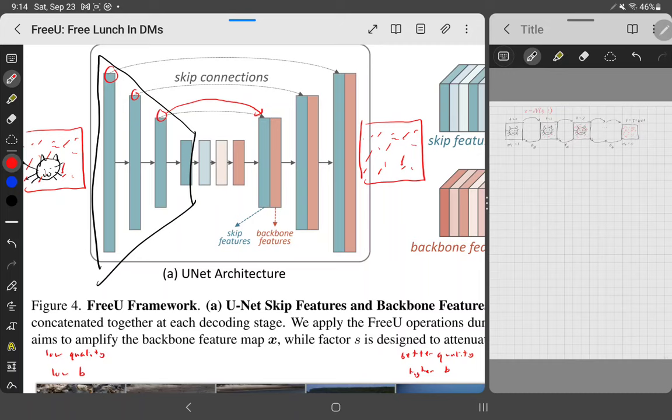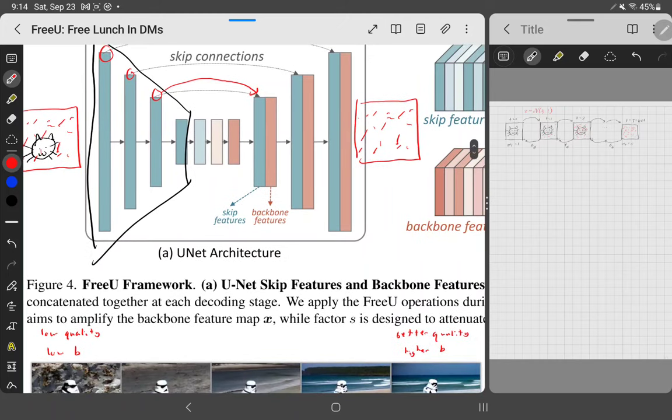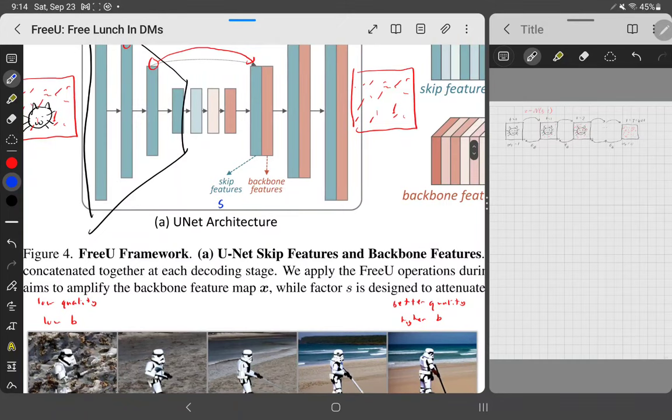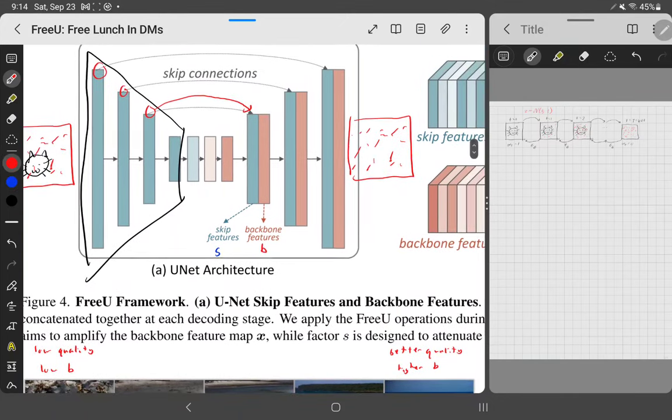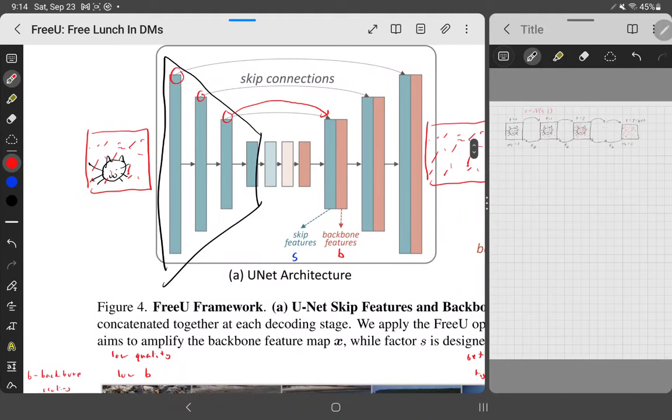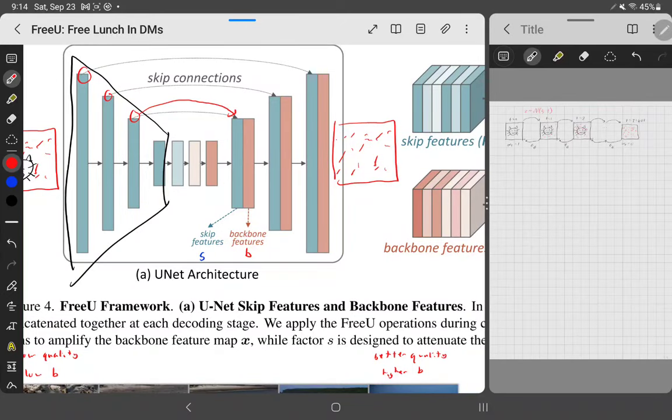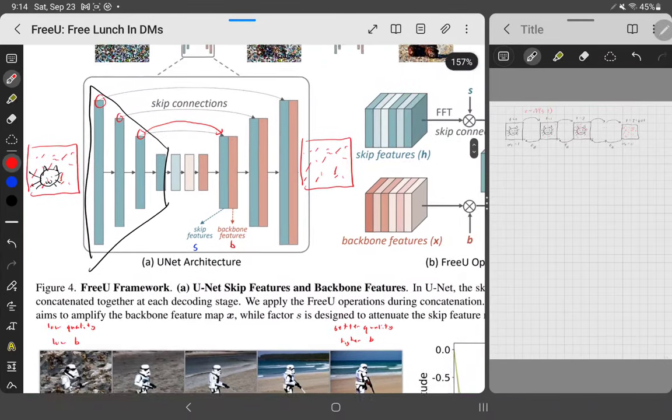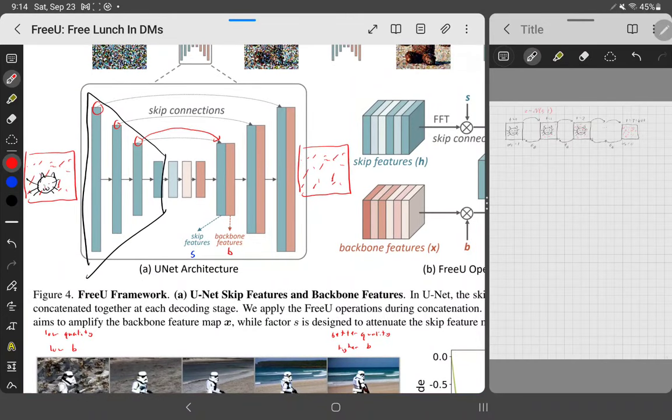So you have these features here, which is the output of this layer, and you concatenate it with the upscaled features here. So there's two parts. There's the skip features, which they call S, and we have the backbone features, which are the upscaling features from the downsampled image, which are, I guess, B in this case. And you can see that every part of the upscaling has these two features in it: the skip features from the original input image that's being downsampled, and the backbone features from the upscaling part.